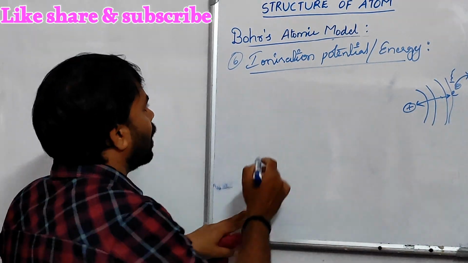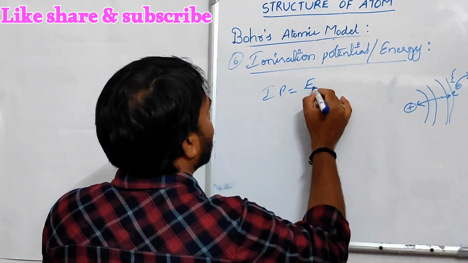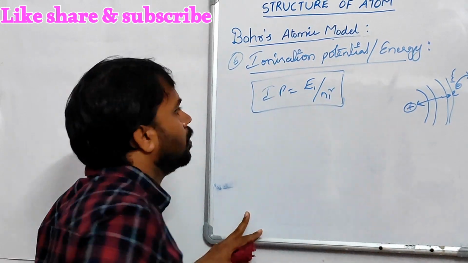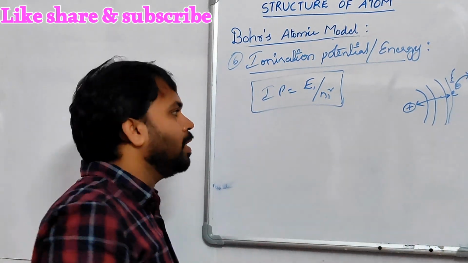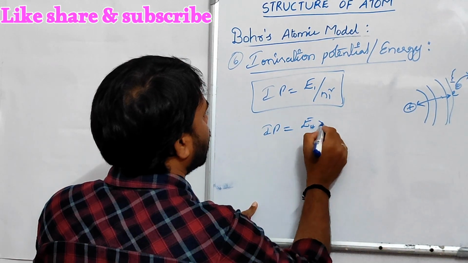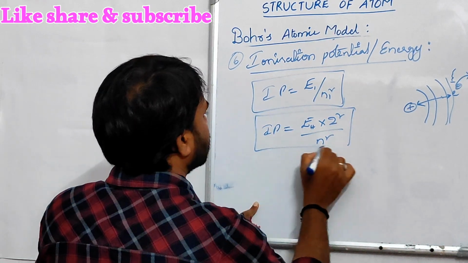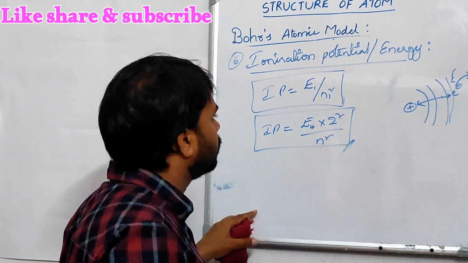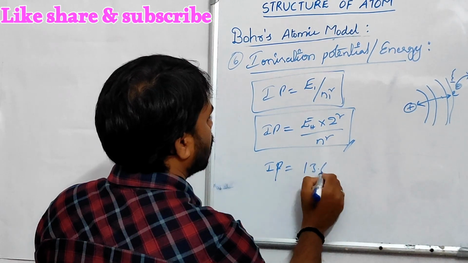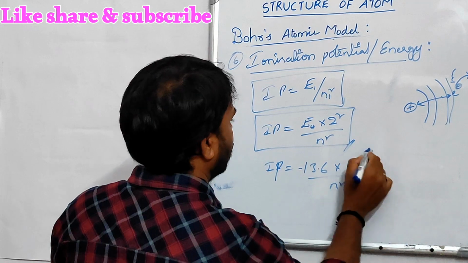For hydrogen, ionization potential is equal to the energy of the electron in the first orbit, by n1 square. For hydrogen-like species, the ionization potential is equal to the energy of hydrogen into Z square by n square. That is equal to 13.6 into Z square by n square.